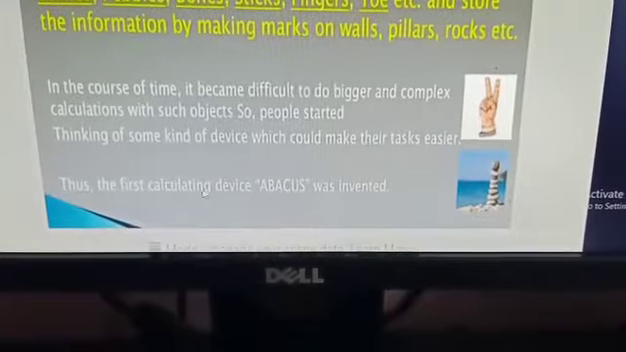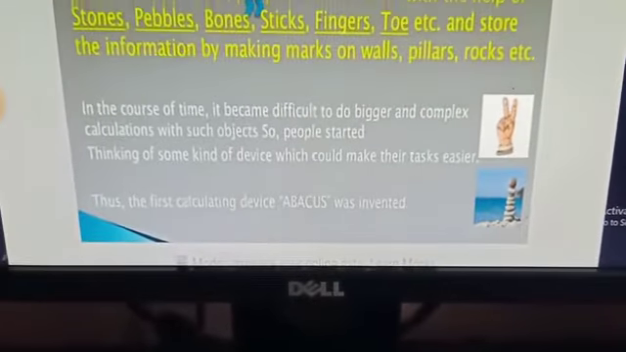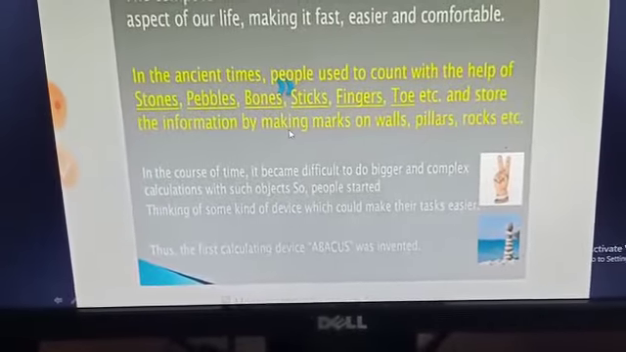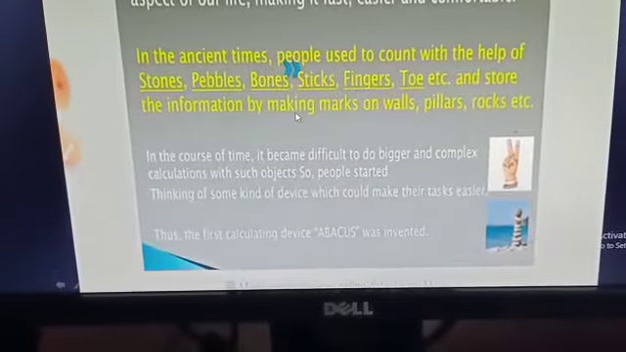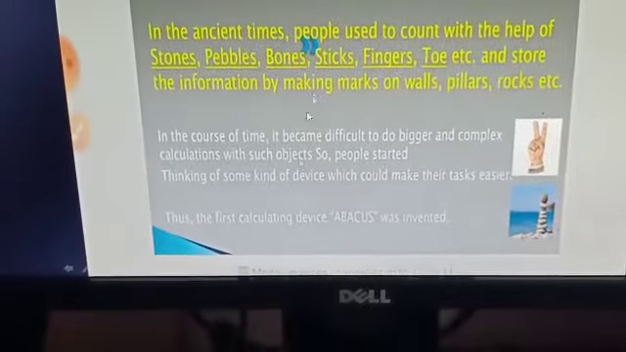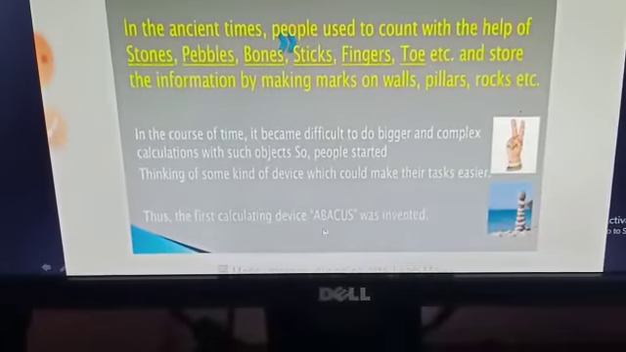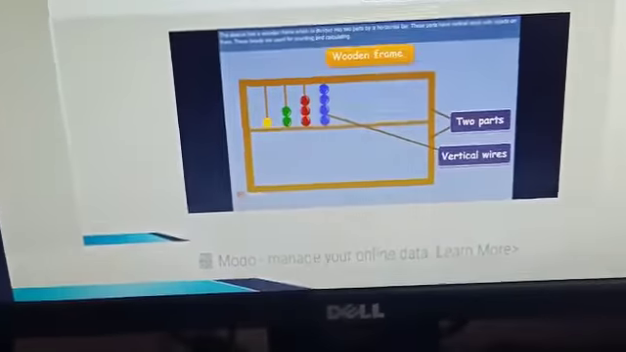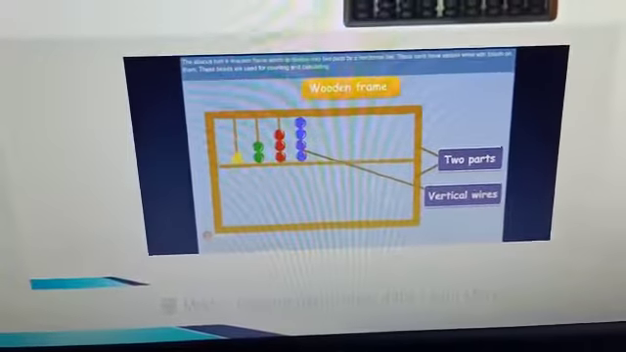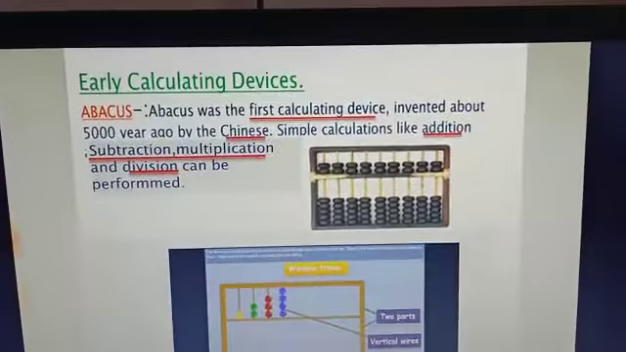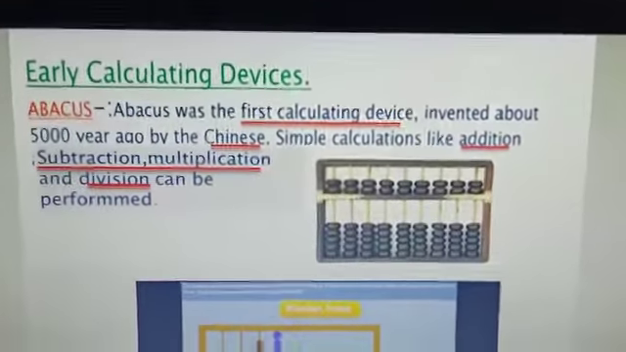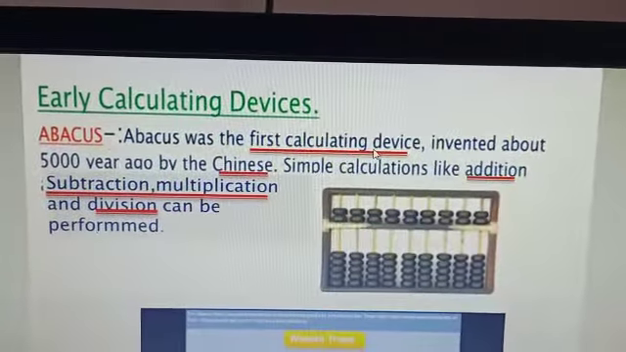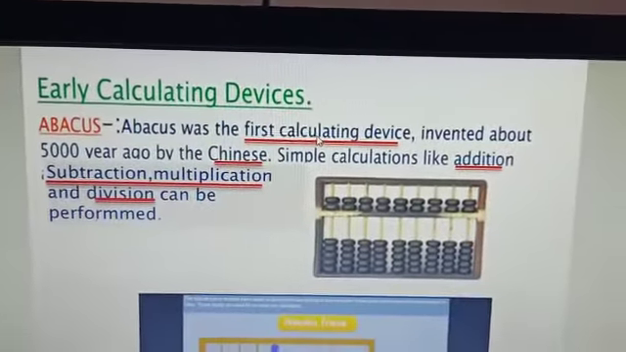So which was the first calculating device? Abacus. To solve these problems, they tried to find new devices for counting and for doing calculations. Thus came the new device called abacus. Understood? This is the picture of abacus. See, abacus was the first calculating device. So which was the first calculating device? Abacus.